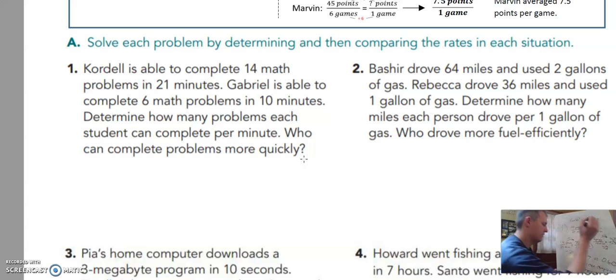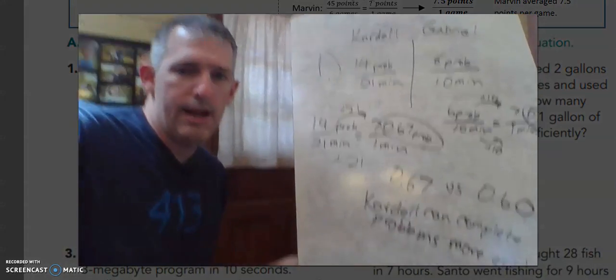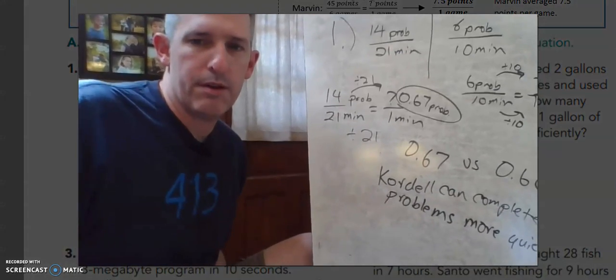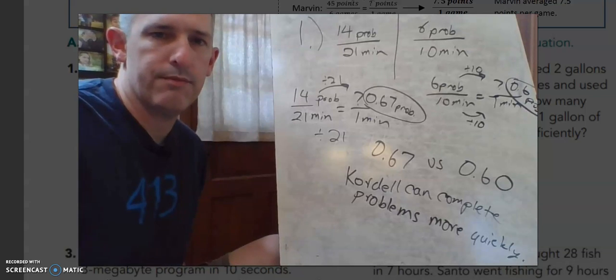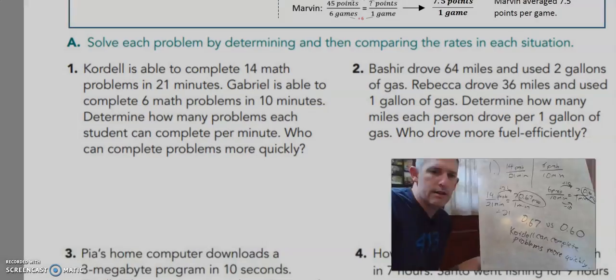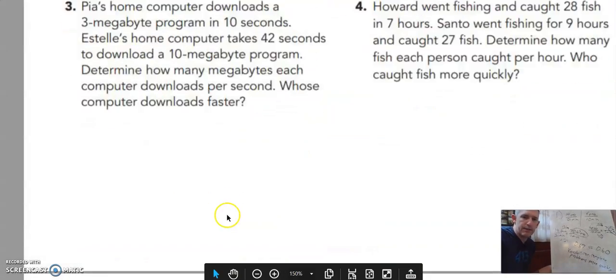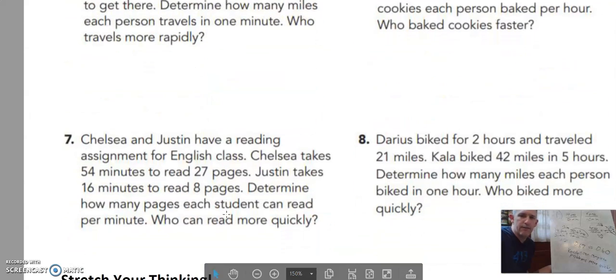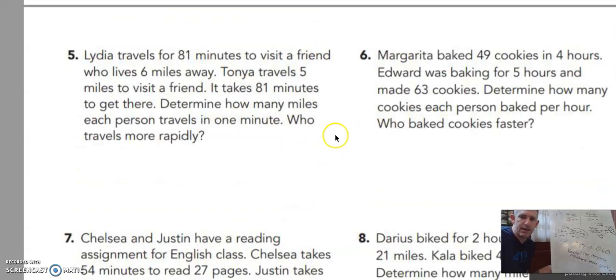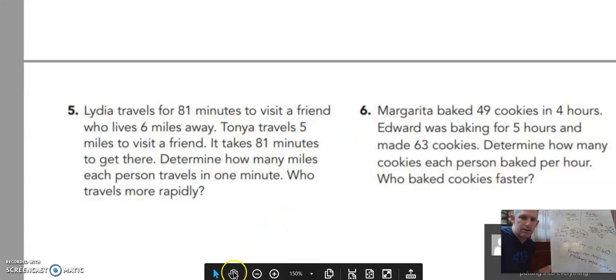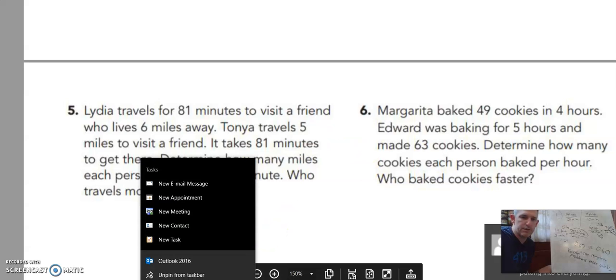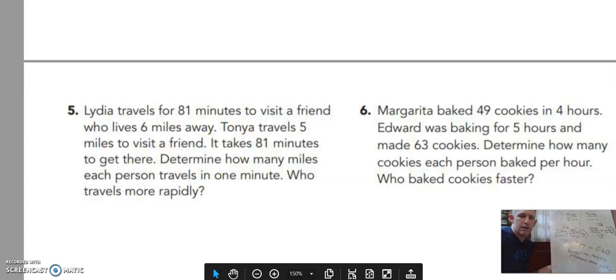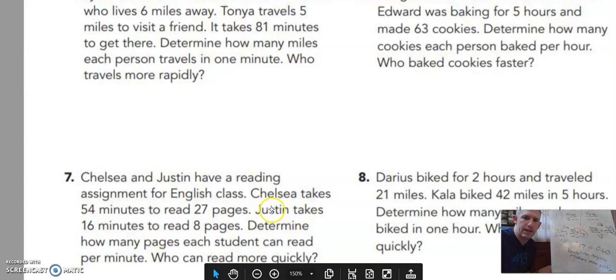Okay? That would be my final answer. All right? Cordell can complete problems more quickly. All right. So what do we have left here? Okay, that's pretty much that page. Okay, and as you can see, these basically do the same thing. Okay, compare your two unit rates to get your final answer.